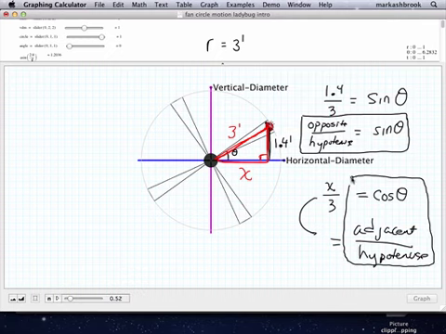Okay, so this is what we're going to be doing Monday. Really important for the final. So sine is opposite over hypotenuse. Many of you have heard that before, but it preserves the idea of vertical distance in radius lengths. Cosine is adjacent over hypotenuse, again preserving the idea of the number of radius lengths to the right of the vertical diameter.